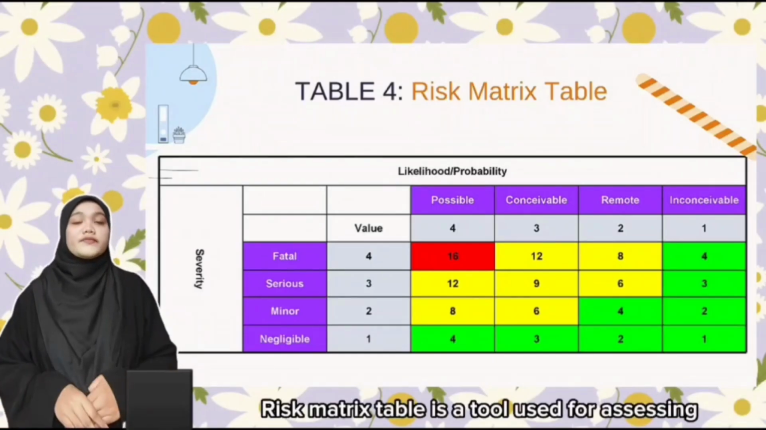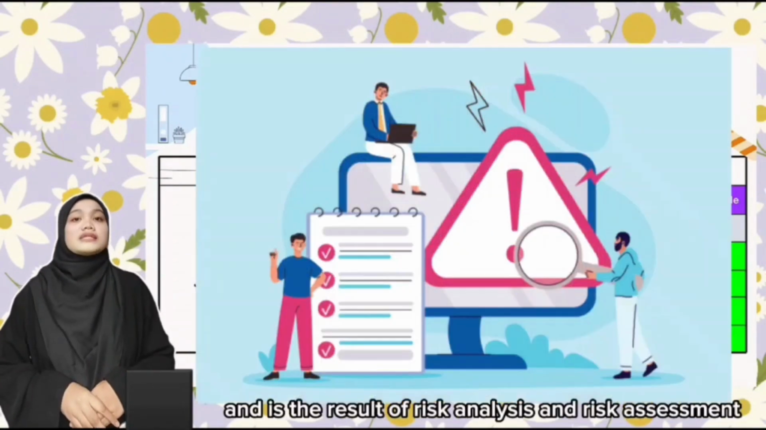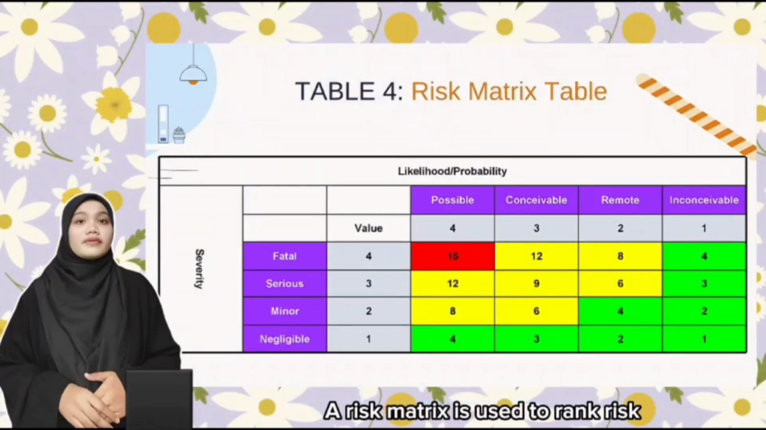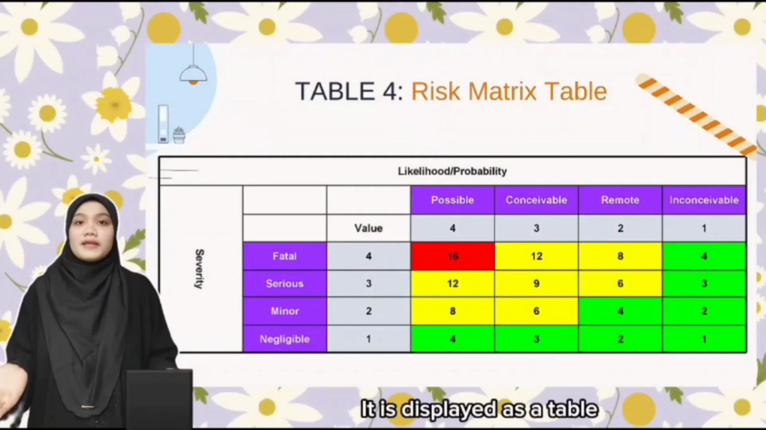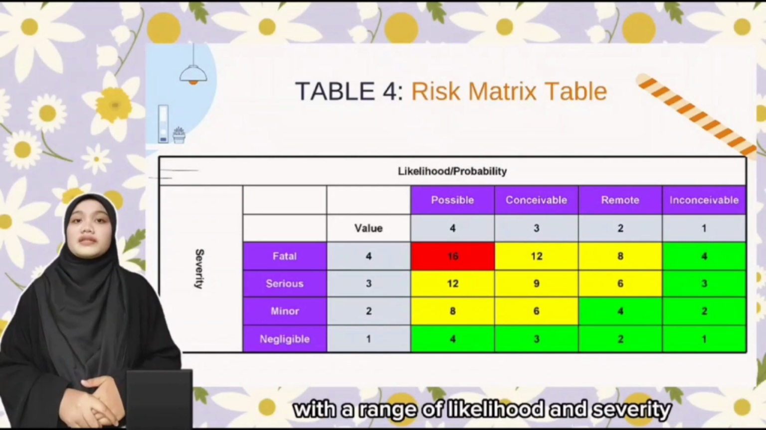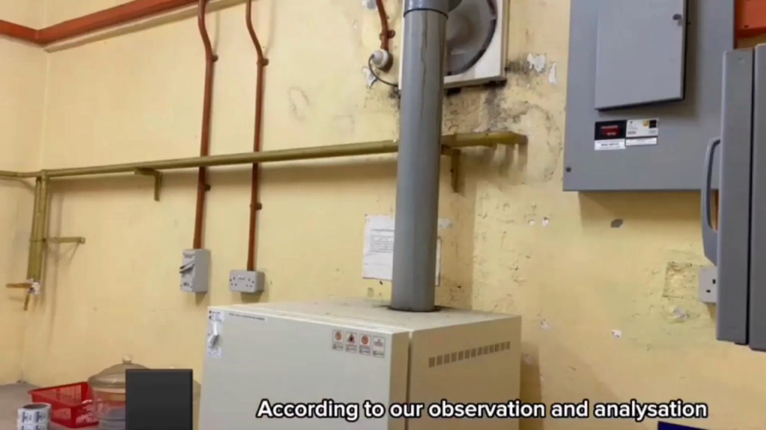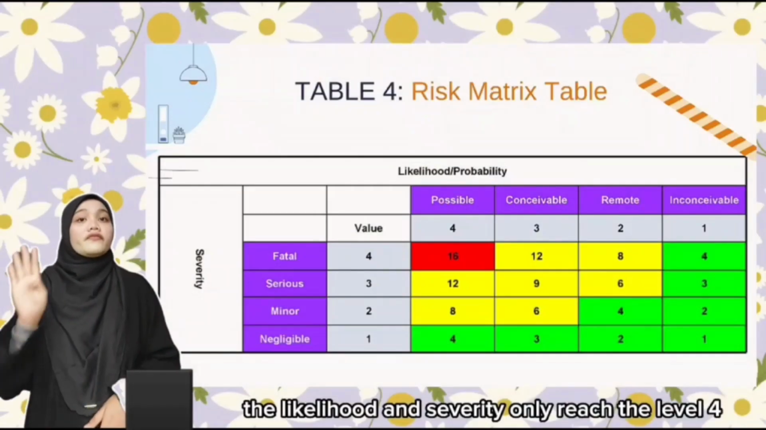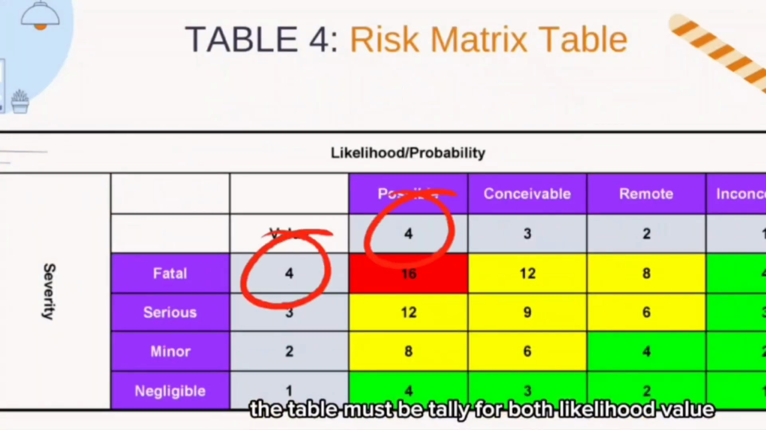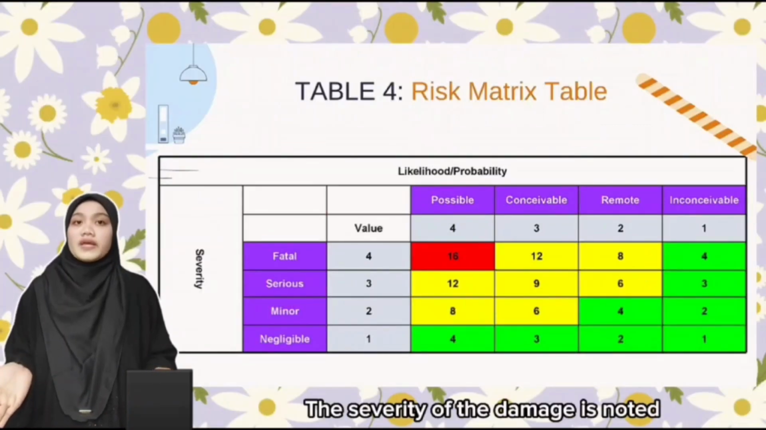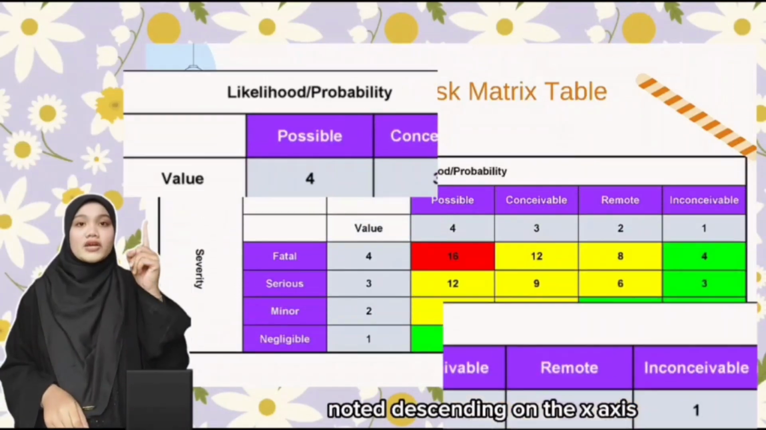A risk matrix table is a tool used for assessing and visualizing operational risk situations and is the result of risk analysis and risk assessment. A risk matrix is used to rank risks according to their likelihood of happening and their potential impact or severity. It is displayed as a table with a range of likelihood and severity ratings that reflect various risk levels. According to our observation and analysis, the likelihood and severity only reach level 4, which is possible and fatal respectively. The table must be tallied for both likelihood value and severity value. The severity of damage is noted ascending on the y-axis and the likelihood of occurrence noted descending on the x-axis.